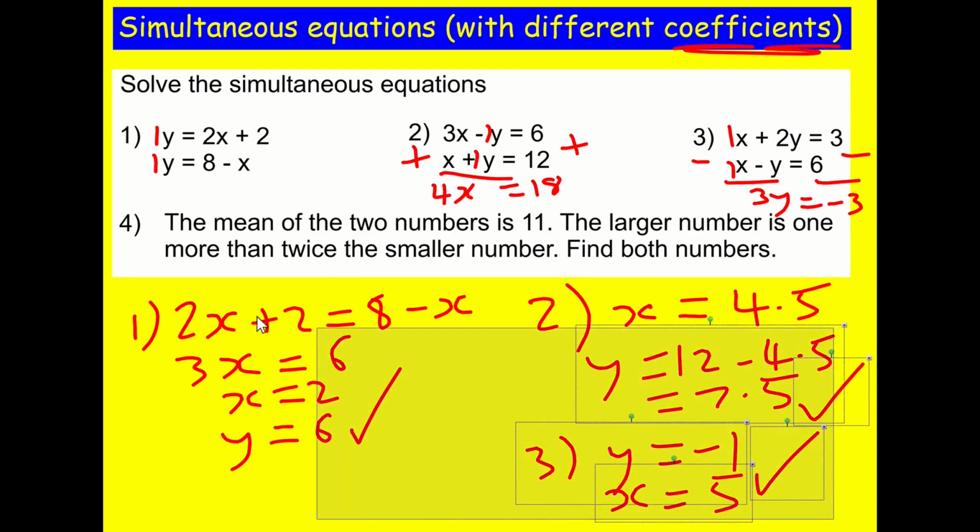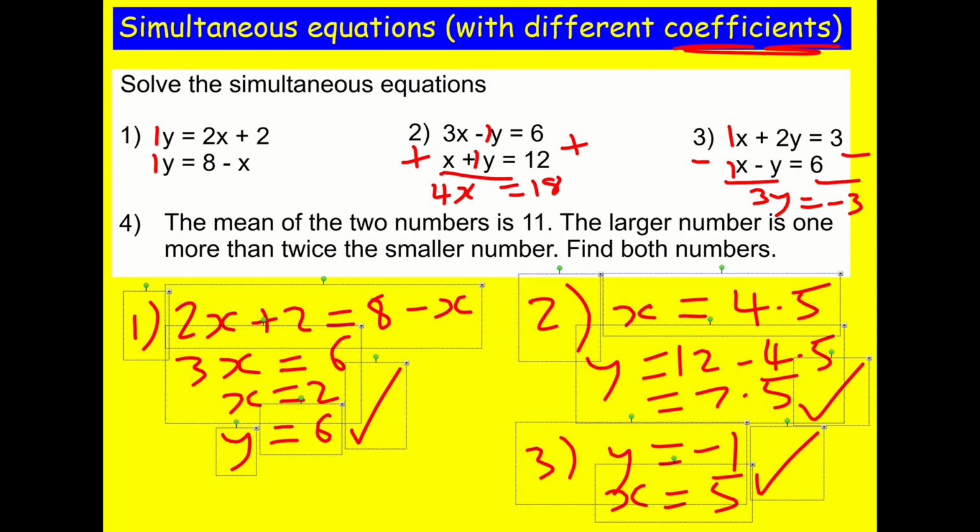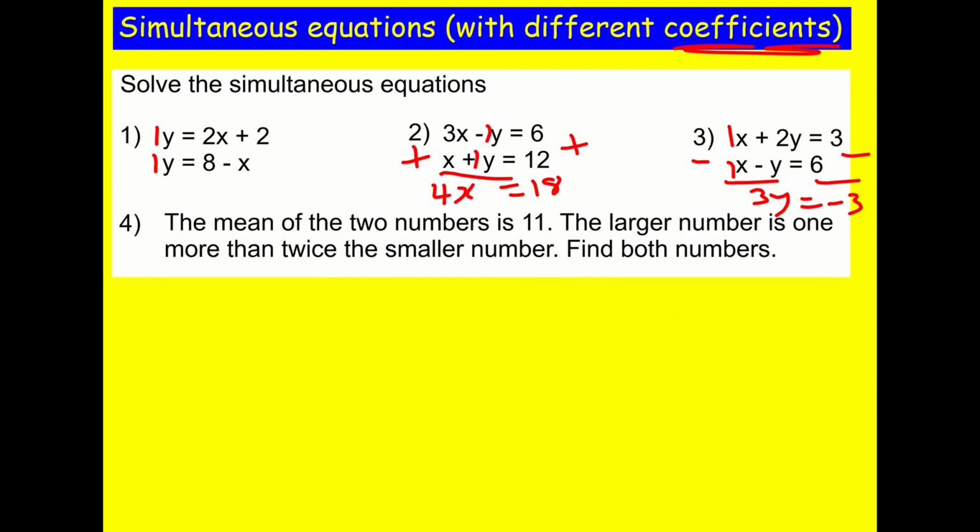One more to look at. So in this 4th example, I've not given you an equation. I've asked you to solve it, but I've not just given you simultaneous equations. So the mean of 2 numbers is 11. The larger one is 1 more than twice the small number. Find both numbers. So let's call the smaller number x. And the larger number y. Can do that.